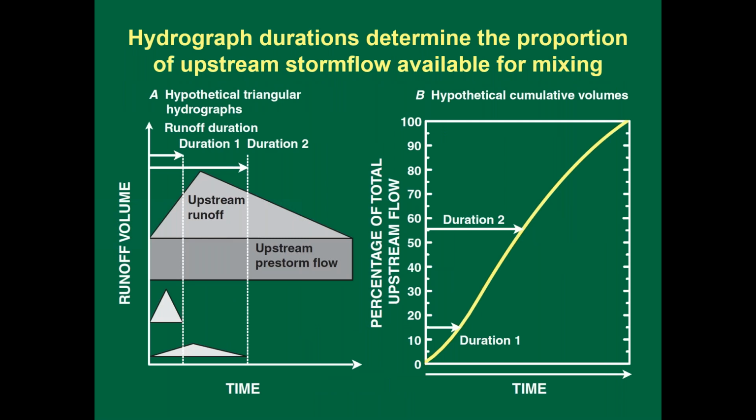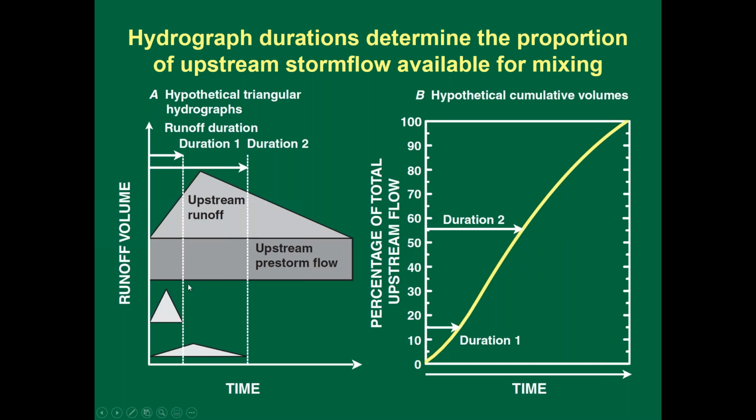This hypothetical figure shows the importance of modeling the timing of storm flows within a runoff event. The diagram on the left shows the runoff hydrograph from a basin upstream of a site of interest and two potential hydrographs from the site of interest. The hypothetical graph on the right shows the cumulative percentage of total upstream storm flow that occurs as the storm progresses. The diagram shows two potential runoff hydrographs from the site of interest, one with a short duration, duration 1, and the other with a longer duration, duration 2.